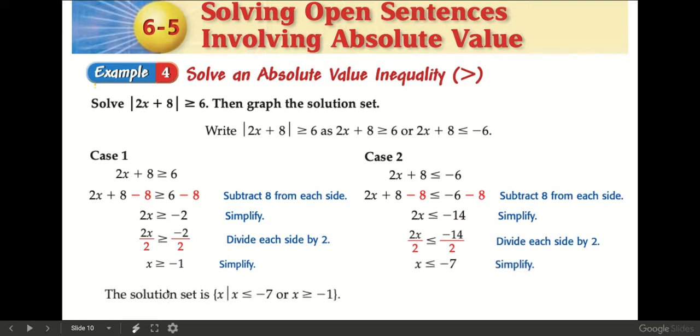So now I know that my solution set tells me that x has to be less than or equal to -7 or greater than or equal to -1. What does that look like on a number line? It looks like this. My values of x can be less than or equal to -7, or my x values can be greater than or equal to -1. Again, closed circles because they can equal. It's inclusive of those two values. So that's how I would do that one.